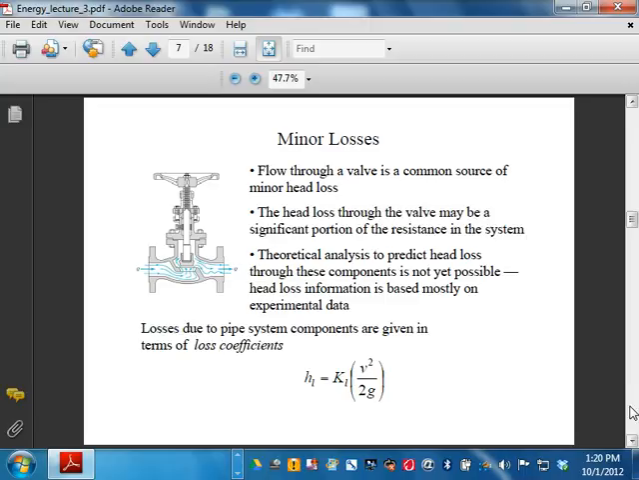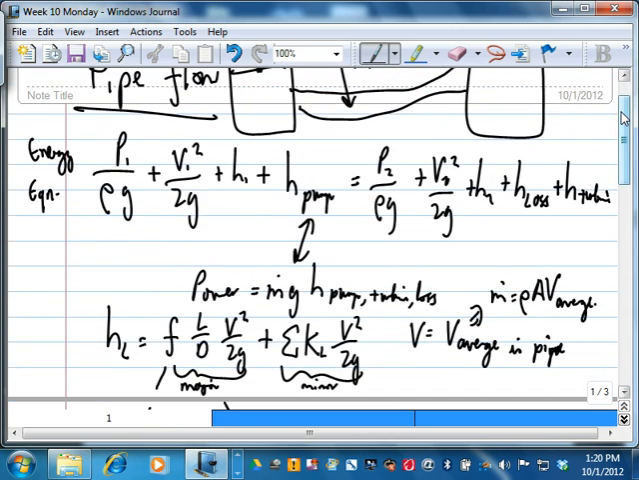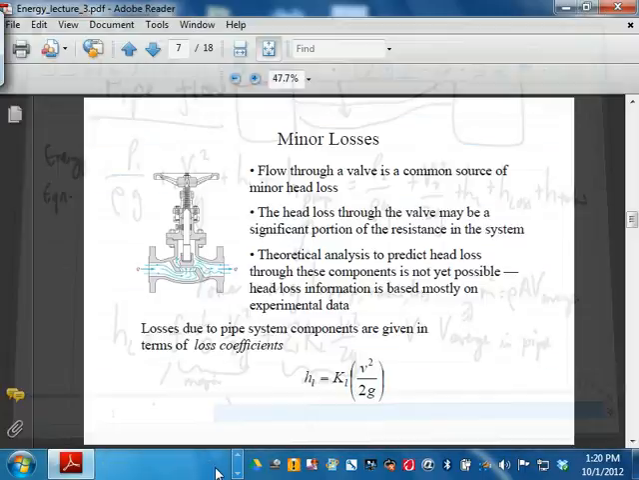By either making a very big opening, very small losses, or a very small opening, forcing all the flow to go into a very small path, that causes a lot of losses, and the whole system adjusts to that. So the whole system is this equation here. If this term, the head loss, goes up very high, the whole system will have to adjust to balance the energy, and therefore maybe you get a very low flow rate. But we'll talk about the system a bit later on. But that's a valve.